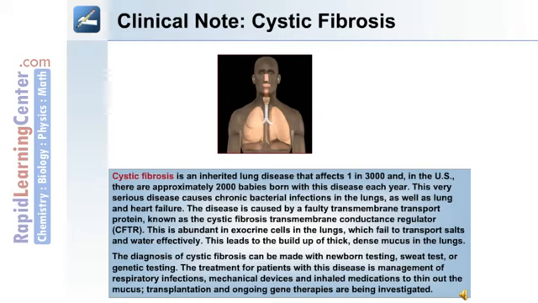The diagnosis of cystic fibrosis can be made with newborn testing, a sweat test, or genetic testing. And the treatment for patients with this disease is management of the respiratory infections, the use of mechanical devices, and inhaled medications to thin out the mucus. Transplantation and ongoing gene therapies are being investigated in this disease.